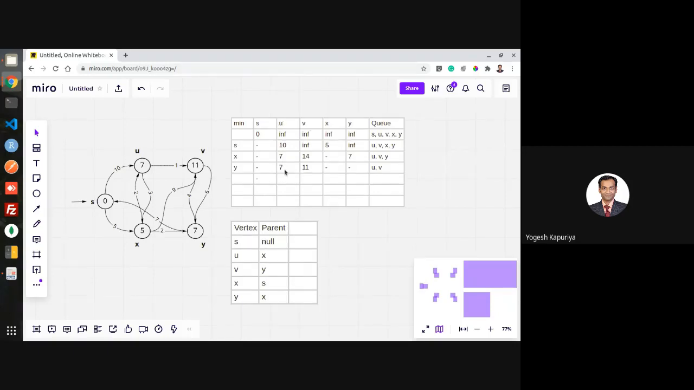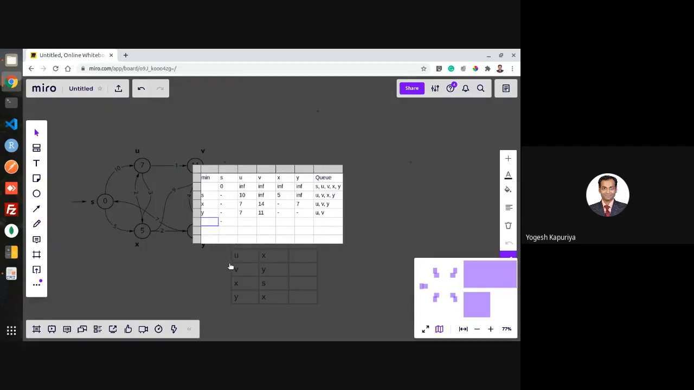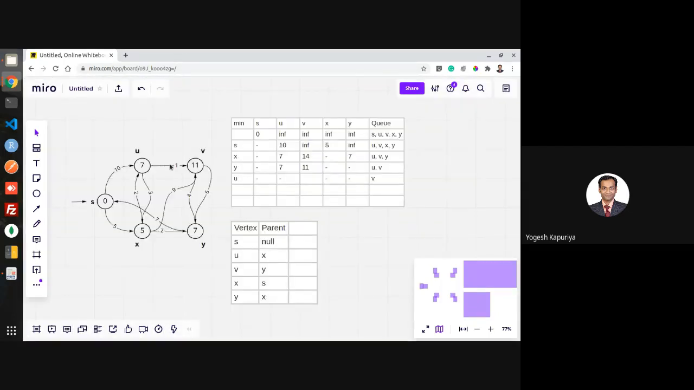Distance of u is 7, distance of y is 11. So which one is minimum? Minimum is this. So 7, that means u will be extracted. Okay. Identify all the edges which are leaving u. So you have one between these two, you have another. So there are two outgoing edges from u.